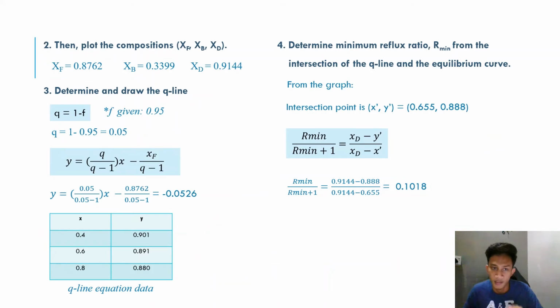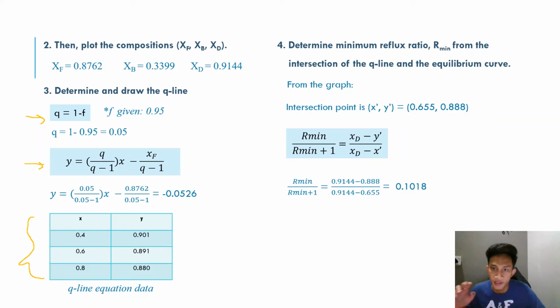After that, we need to plot the compositions XF, XB, XD that we got from the earlier calculation on the 45-degree line. Then we need to determine and draw the Q line by using this formula, Q equals 1 minus F. F is the fraction of vaporized feed, which is 95%, so 0.95, which makes Q equal to 0.05. After we plug in the value of Q in this formula, we will have all these points that we need to plot the Q line.